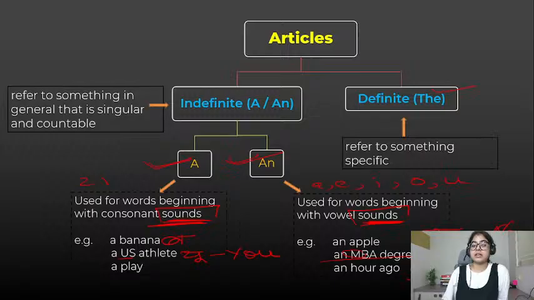Now, let's try to understand the difference between a and the. They are quite different from each other.